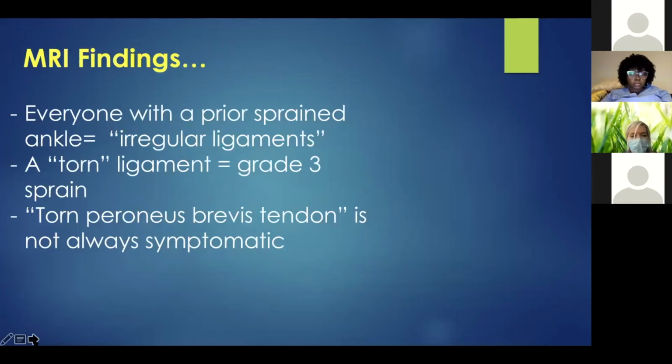So again, educating the patients is important because everyone with any prior history of sprained ankle has irregularly appearing ligaments on the MRI. And a torn peroneus brevis tendon is not always symptomatic. So people also come in thinking, oh, I have a tear, I need surgery, because the tear of peroneus brevis, which we'll talk about a little bit later, is more of an attritional flattening. So it's more of a wear and tear process on the tendon. But when patients hear that, they think they immediately need surgery, which again, we'll talk about in a little bit later, is not always the case.